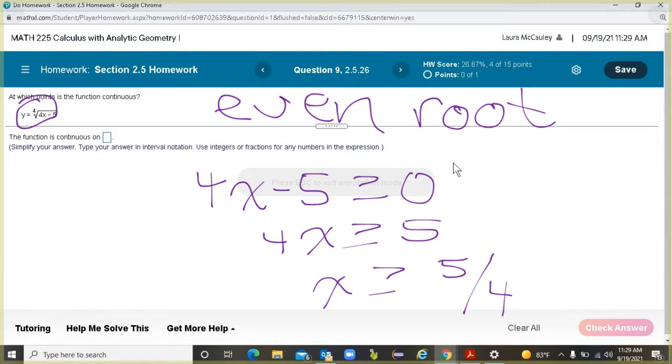It says interval notation again. So remember, interval notation here, we're going to have a bracket because 5/4 is okay, and we're just going to go up to infinity. So make sure you've got that bracket on there. That bracket is because we're including the 5/4.